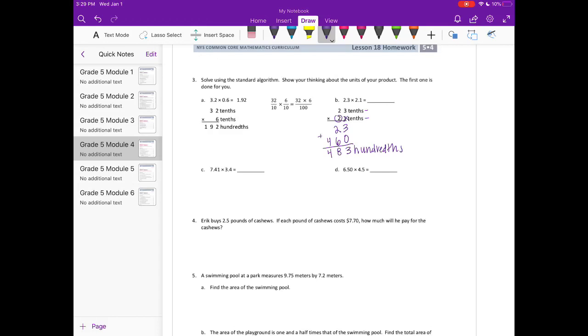And if I were to show that with the units, we would have 23 tenths times 21 tenths is equal to 23 times 21 over 100. And 483 hundredths would be equal to 4 and 83 hundredths.